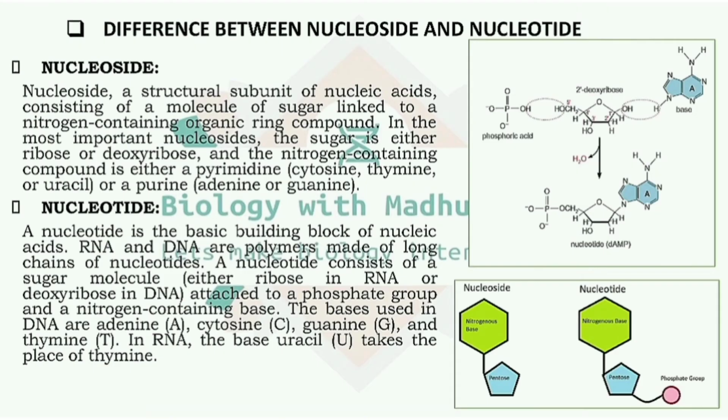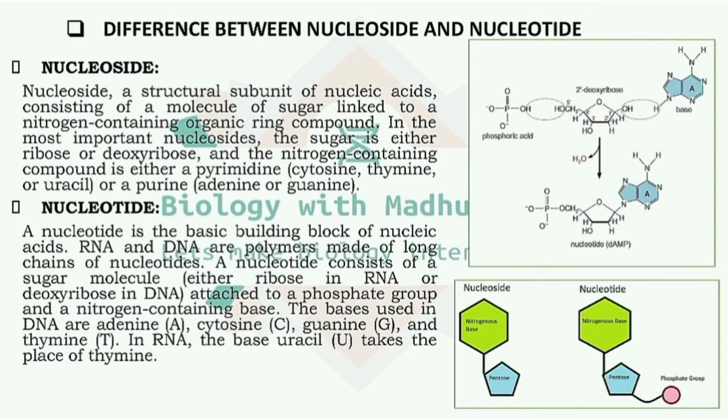So next we will be moving on to the difference between nucleoside and nucleotide. So what is nucleoside? We will look into the definition of nucleoside now. A nucleoside is a structural subunit of nucleic acids consisting of a molecule of sugar linked to a nitrogen containing organic ring compound. In the most important nucleosides, the sugar is either ribose or deoxyribose and the nitrogen containing compound is either a pyrimidine, which is cytosine, thymine, or uracil in case of RNA, or a purine, which is adenine or guanine. So basically a nucleoside consists of a pentose sugar and a nitrogenous base.